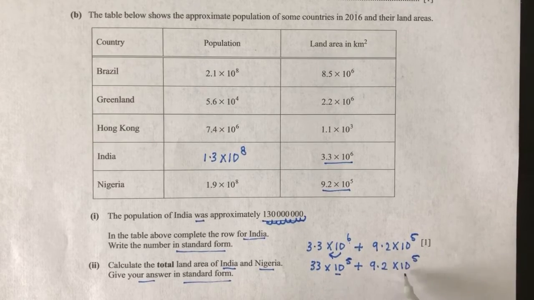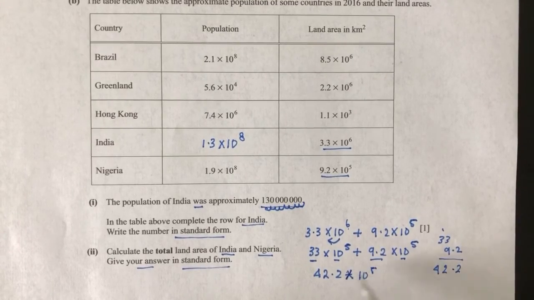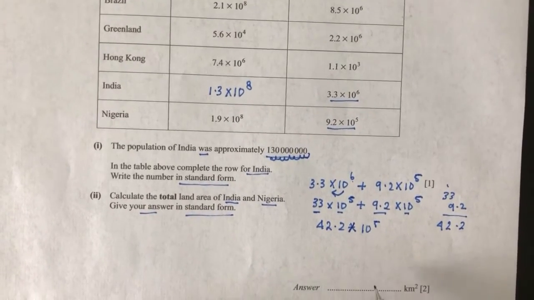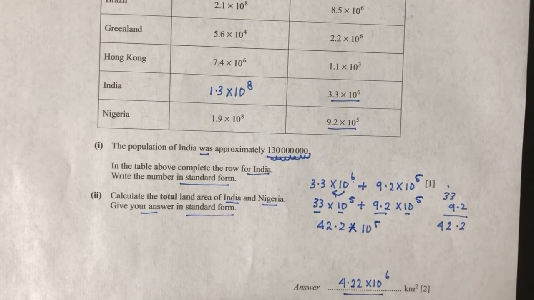Now the powers are the same, we can add those two in front. So 33 plus 9.2 will become 42.2. So 42.2 times 10 power 5. The answer needs to be in standard form, so 4.22 times 10 power 6 will be your answer for this part.